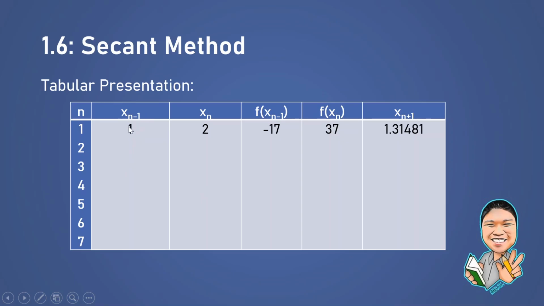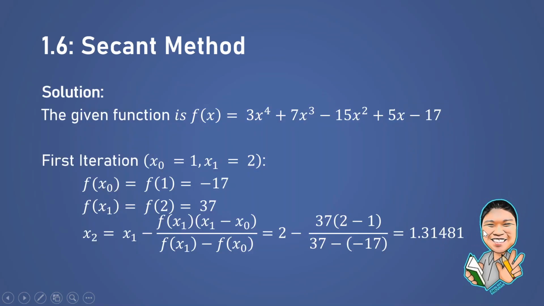x sub n minus 1 is 1. Ito yung x sub 0. x sub 1 is 2. Yung kanilang values is negative 17 and 37. And yung magiging value ng x is 1.31481. Ito lang yun, guys. Okay? So, I hope that is clear.